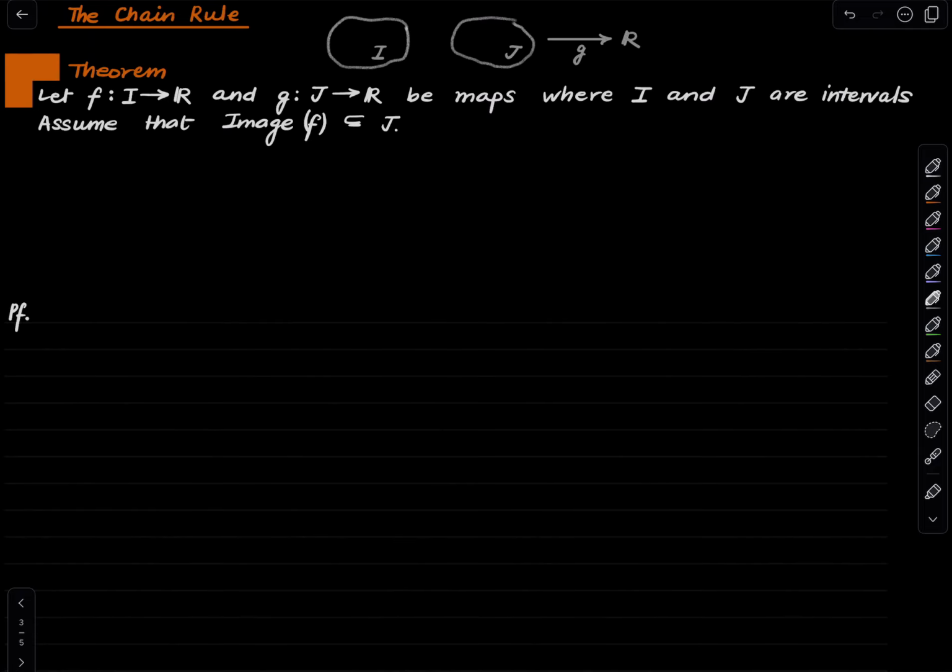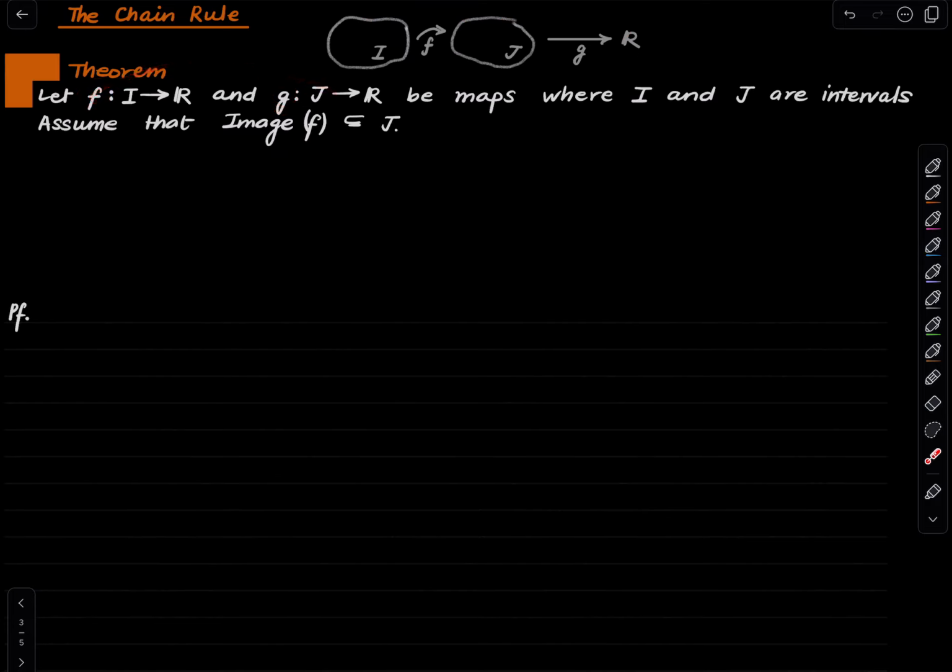And f is a function with the property that its image is contained in J, so I can just draw this arrow. It takes all of I inside J. And therefore, this composite is a meaningful thing, meaning if you start with a point in I, you push it by f, and then you push it by g. That is the composite. So naturally, the question arises: suppose I know that f is right differentiable at some point, and g is also right differentiable at the image of that point.